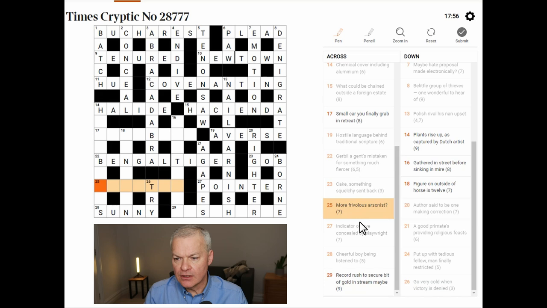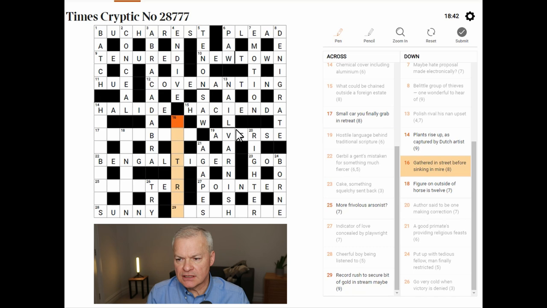More frivolous, arsonist. I think this ends ER because more is a comparative indicator and also arsonist, an agent noun, can end ER. But what is it? More frivolous. Nope, not getting that. Figure on outside of horse is 12. 12 could refer to 12 in the crossword, which is covenanting. I don't think it does on this occasion. No, not getting that.